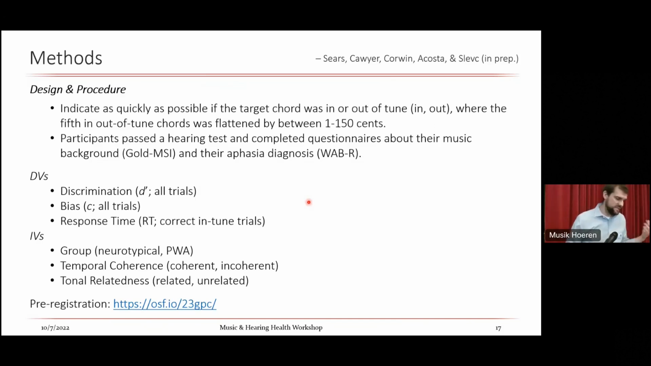And then, they passed a hearing test and they completed questionnaires both about their music background and their aphasia diagnosis. And this was where my speech language pathologist, who's clinically trained, ran that half of the session.